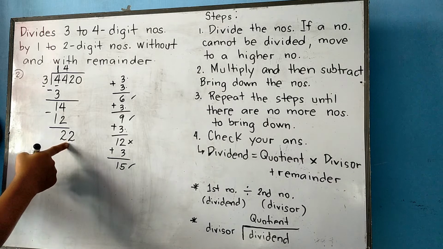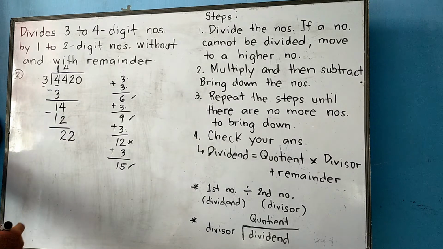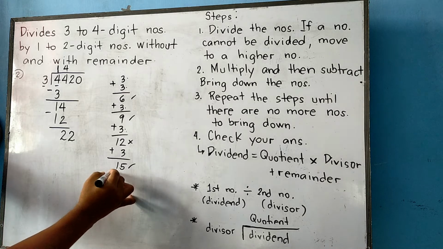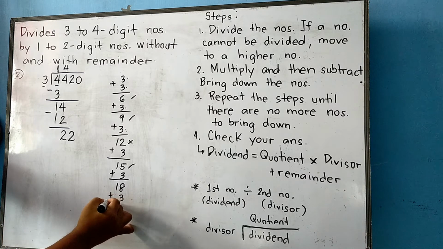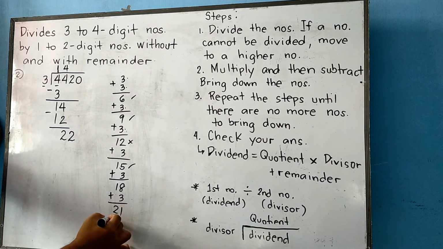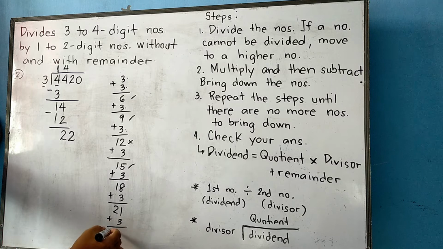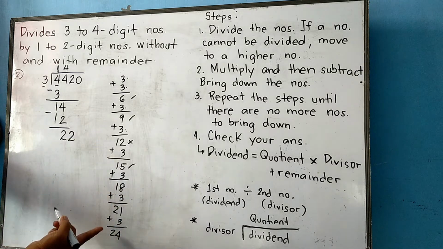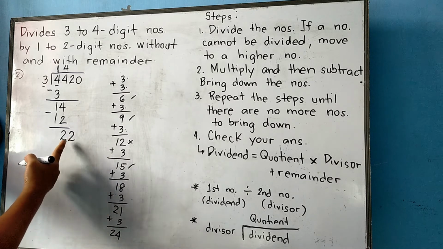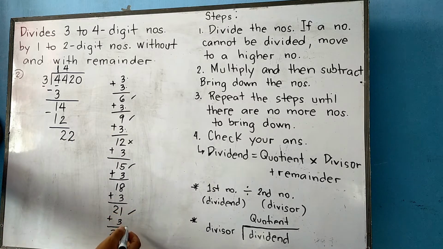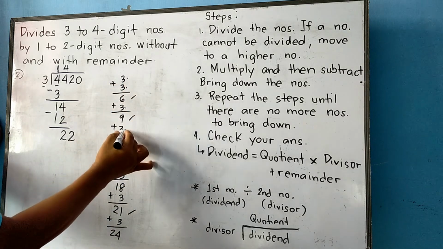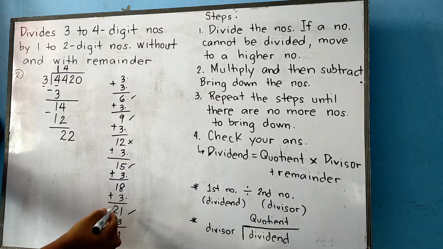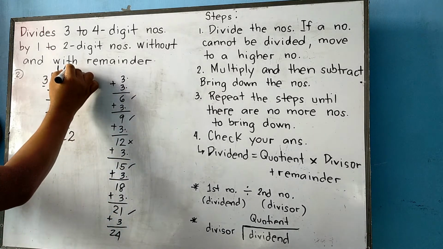So it is now 22 divided by 3. So since you only have 15 here, continue working. So plus 3, it is 18. And then plus 3 again, the answer is 21. And then if it is plus 3 again, the answer is 24. So the sum closer, equal to or less than 22 here is 21. So how many 3's in 21? So 1, 2, 3, 4, 5, 6, 7 is the answer. So write your answer on top, 7.